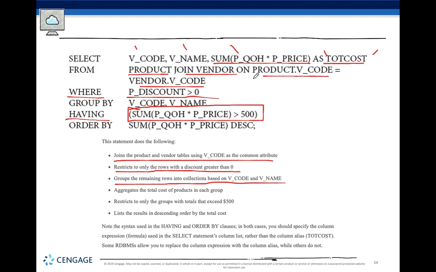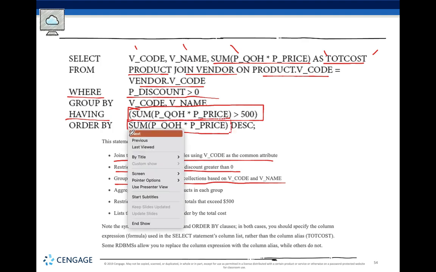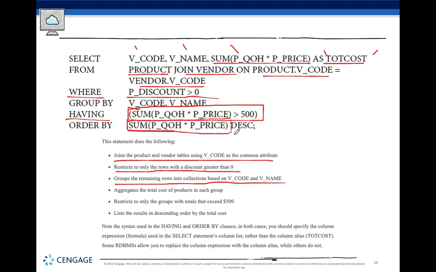From product join vendor, where p discount greater than 0, group by the vendor having this total cost greater than 500. Order by also uses the full formula. So order by the total cost again and in descending order. Okay. So there are a few things going on here. Again, we're joining the product and the vendor table. We are restricting the rows, only those rows with a discount greater than 0. So that's done by the where clause.